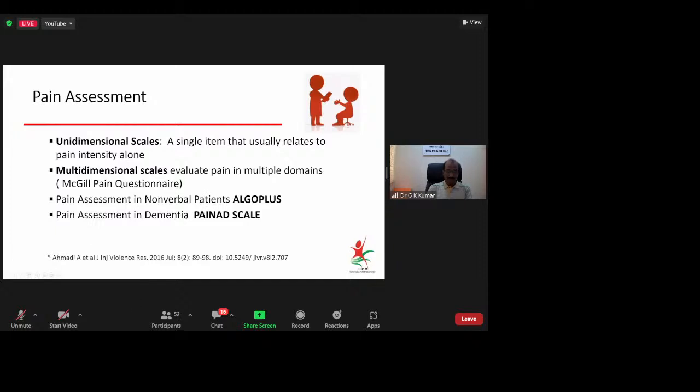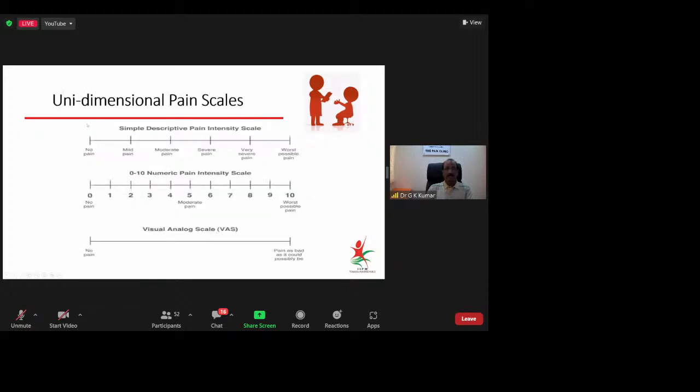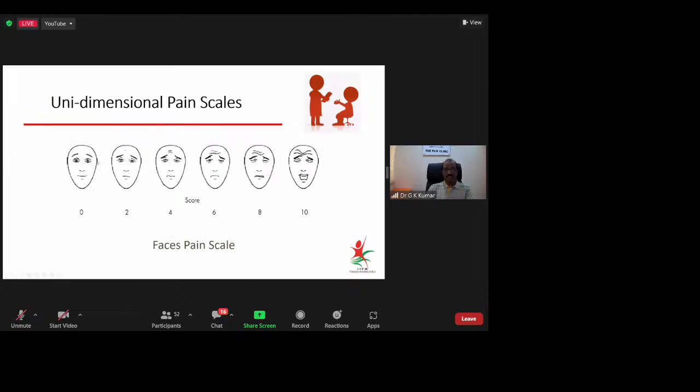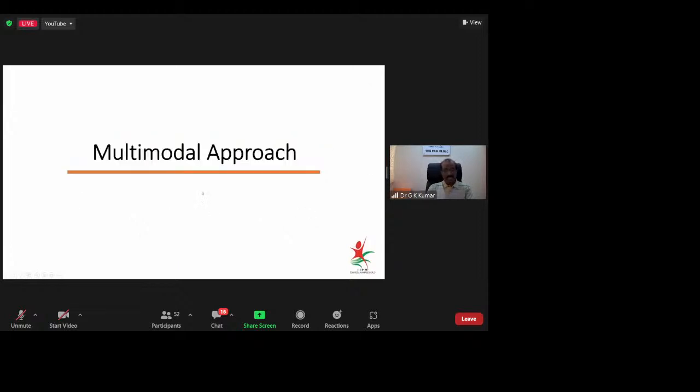Pain assessment in non-verbal patients who cannot communicate with you: you can take, for example, a patient with dementia. Pain scales are there for that. All these things you can refer to and see how to apply. The unidimensional scale is the one usually followed, with the numerical rating scale, pain intensity scale, and visual analog scale. Also the facial pain scale is there, very useful for the pediatric age group. So you have to use any one of them, because unless you assess the pain, it is very difficult to move to the next step: the multimodal approach.